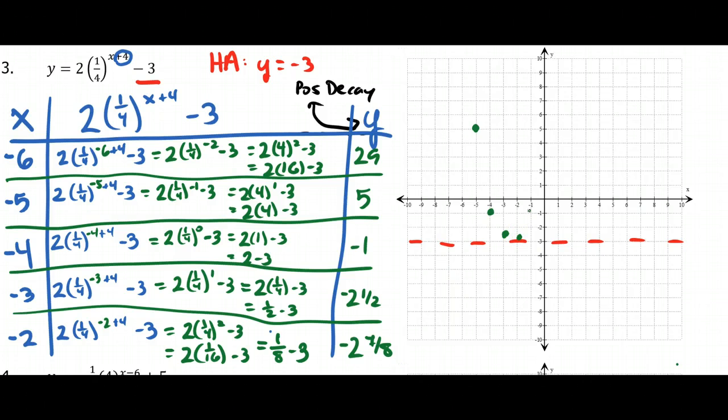Okay, so this graph is going to look like this. And as you can see, we do get our expected shape of positive decay for this one.